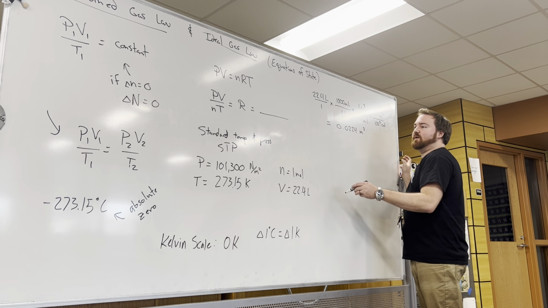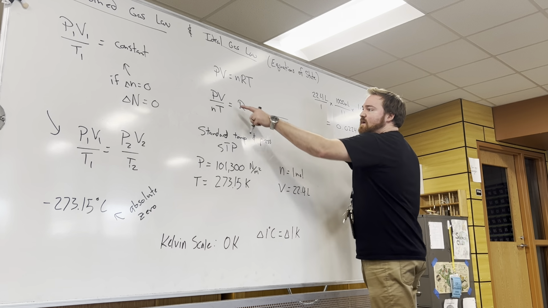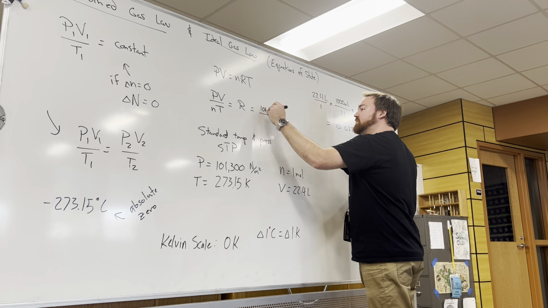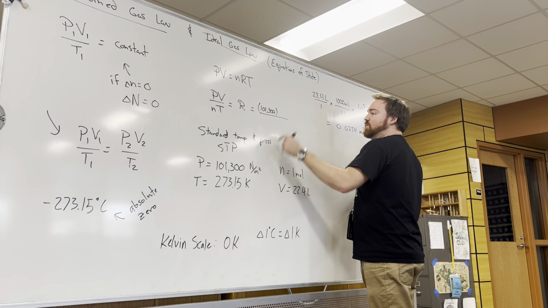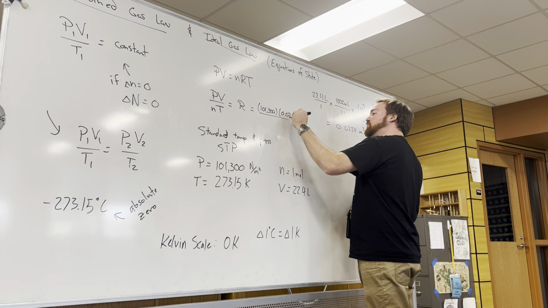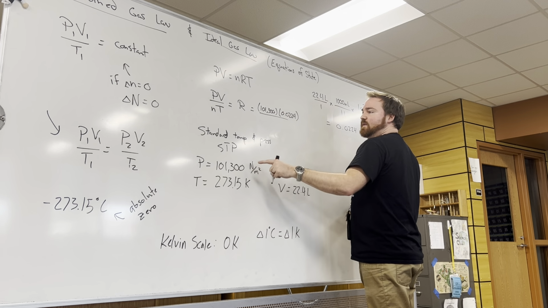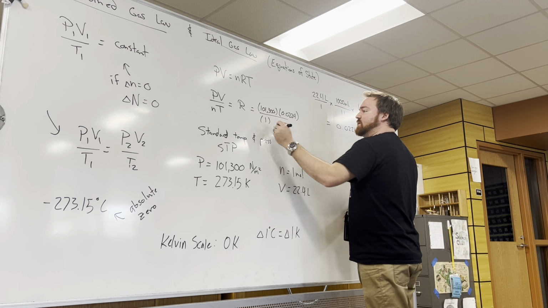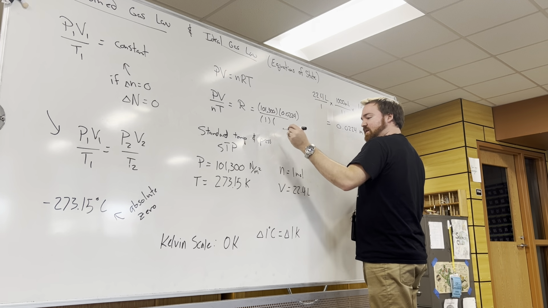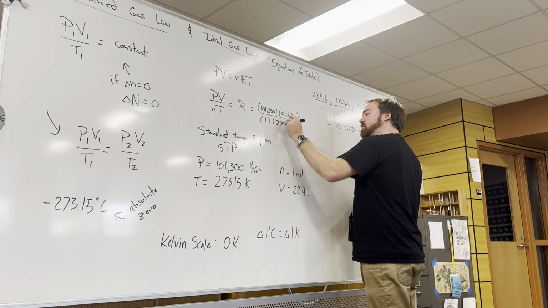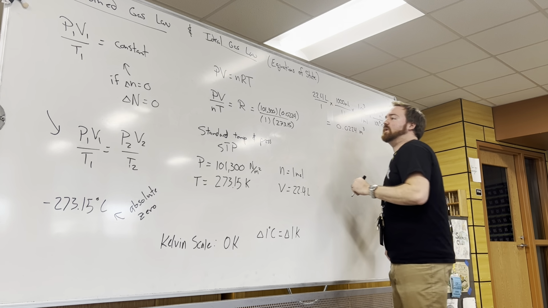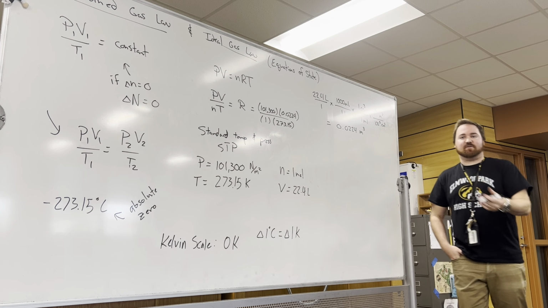All right, so then let's go ahead and run the numbers on this. The pressure will be 1,300. The volume we just found is going to be 0.0224. The number of moles is 1, so that's nice. And then the temperature is 273.15 Kelvin. And this will give us the value of R in standard units.